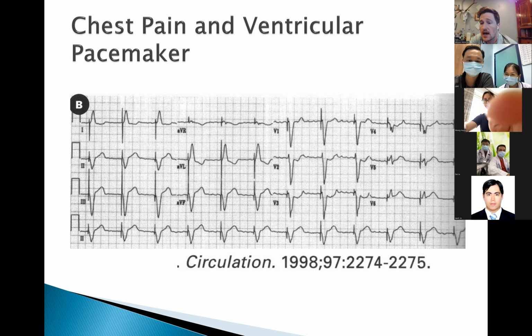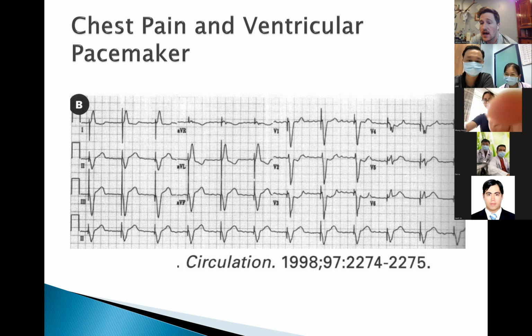So let's talk about these pacemaker problems. So there's failure to capture. That's where you have a pacer spike, but there's no subsequent complex. So you have a pacer spike, but there's no P wave afterwards, or there's no QRS, depending whether it's atrial or ventricular.